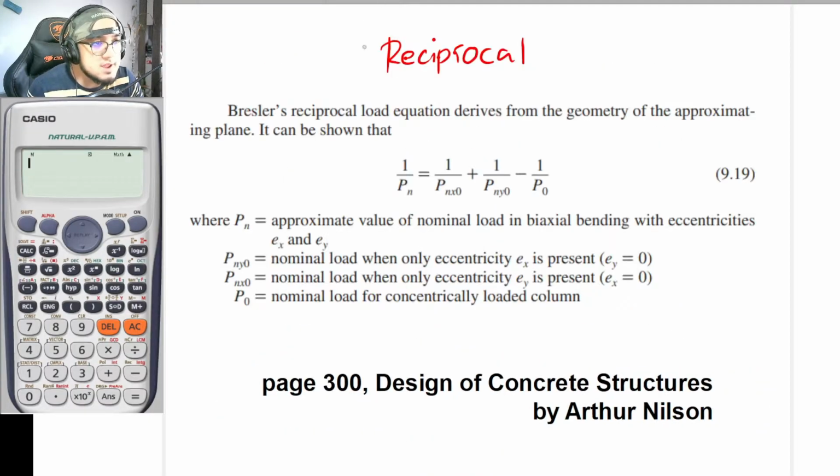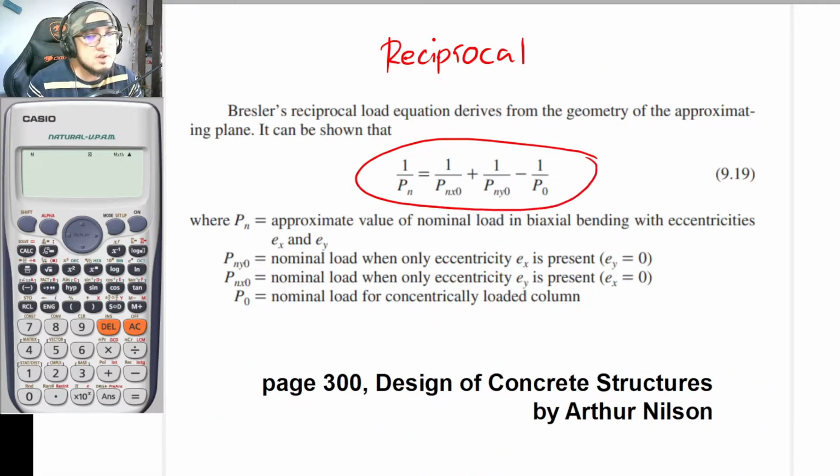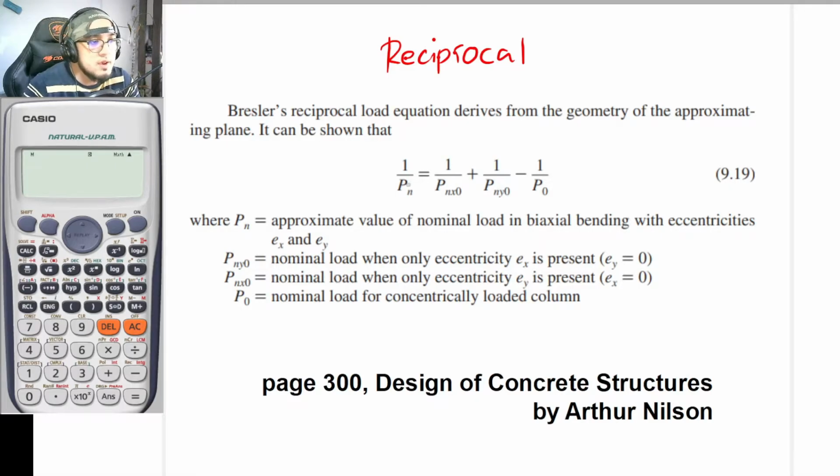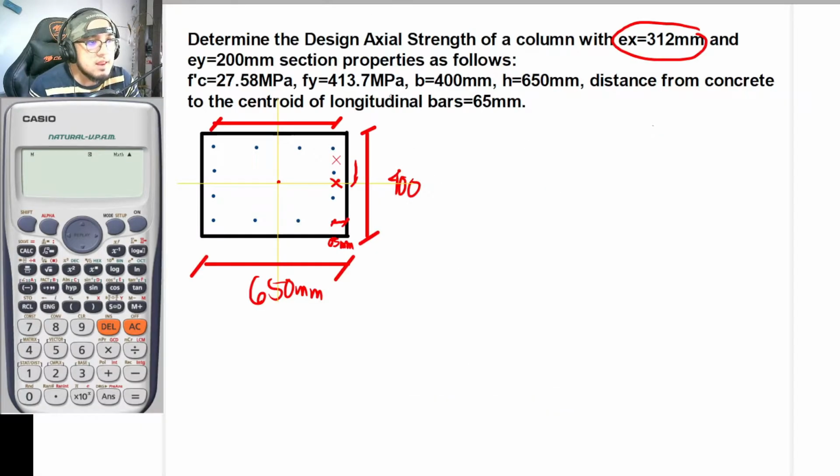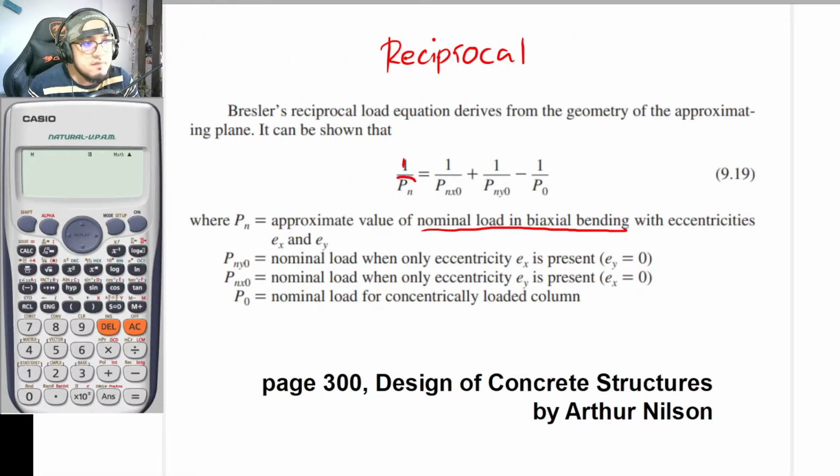Okay, so let me explain this equation here first, because this is the easier one. So 1 over Pn, whereas your Pn is the approximate value of the nominal load in biaxial bending. So this is the Pn, or the strength of our system. This is actually what we are solving for.